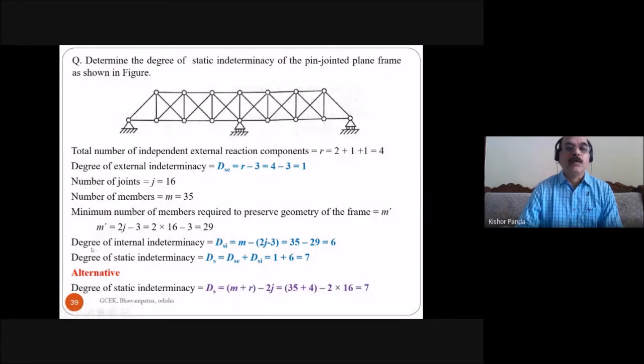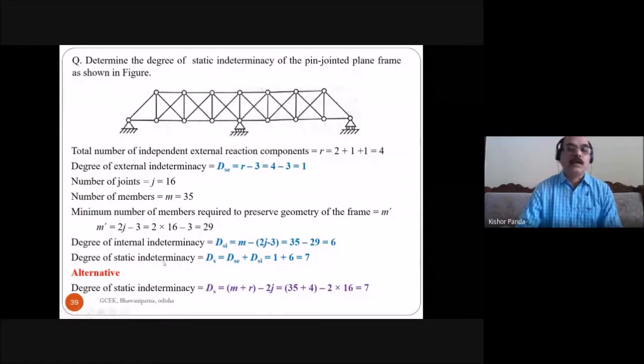Then you have to find out the degree of internal indeterminacy. DSI is equal to m minus (2j minus 3), or m minus m dash. Here m is 35 and 2j minus 3 is 29. So m is greater than 2j minus 3, so you have to find out the degree of internal static indeterminacy. DSI is equal to m minus (2j minus 3). m is 35, then 2j minus 3 is equal to 29. So DSI is equal to 6.